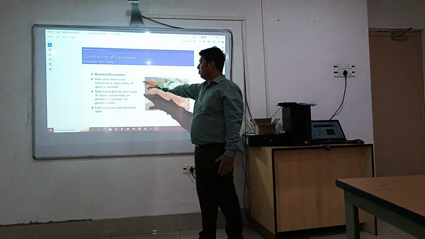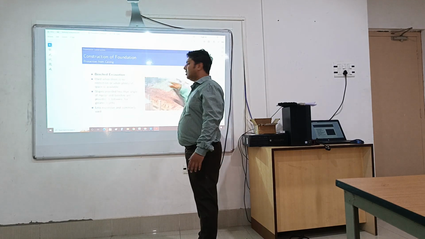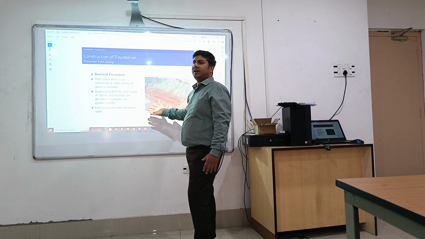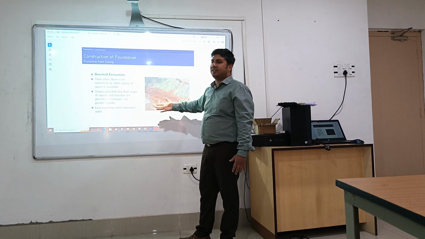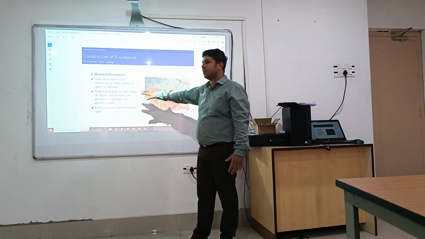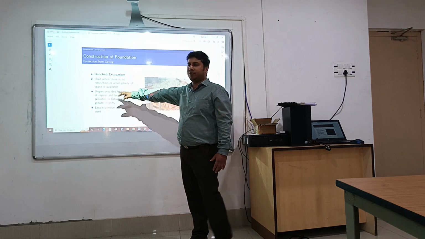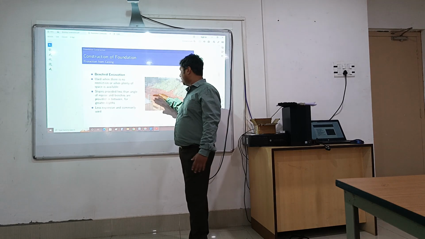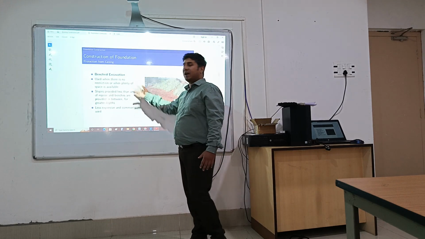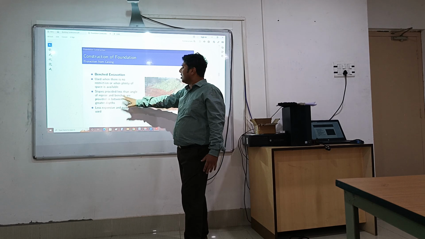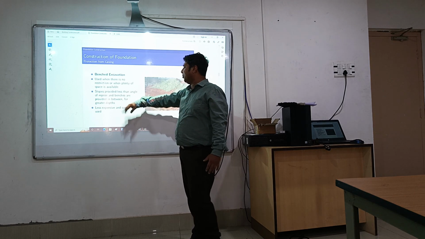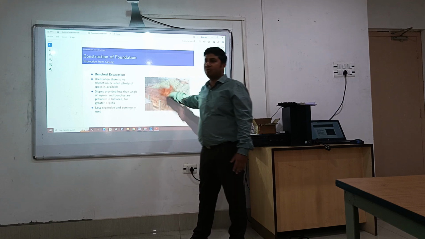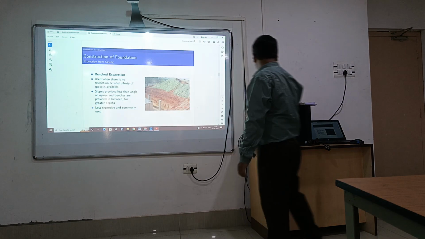When there is plenty of space available in the adjacent area, we can use this method, benching. There is no extra cost required for sheets or dressings. Slopes are provided less than the angle of repose. We have to find the angle of repose and the slopes need to be provided. Instead of benches we can also provide slopes, and benches can be provided in between. It is very less expensive because there is no extra equipment required, and it is most commonly used.